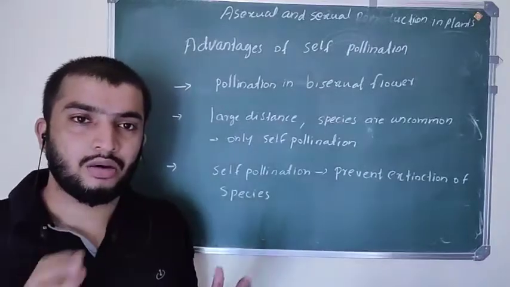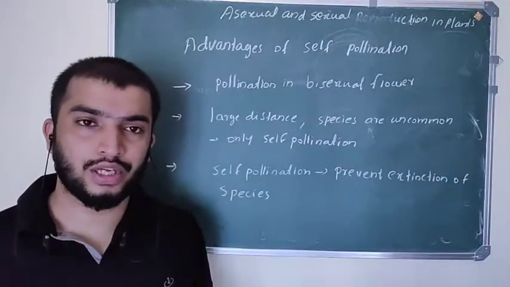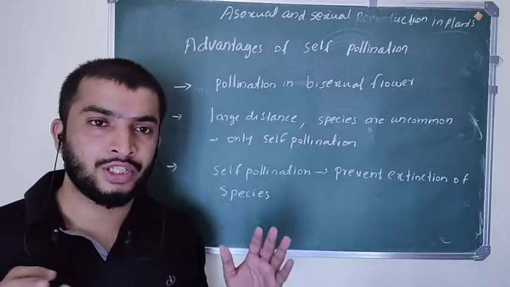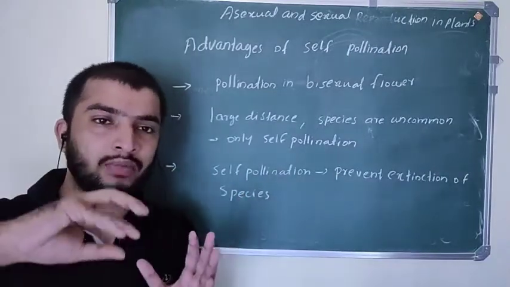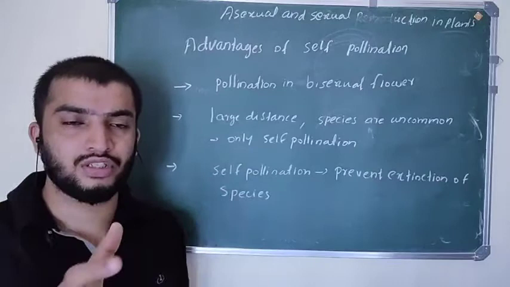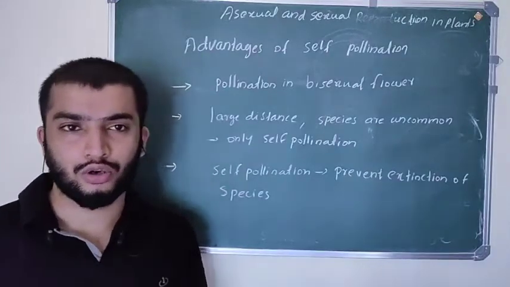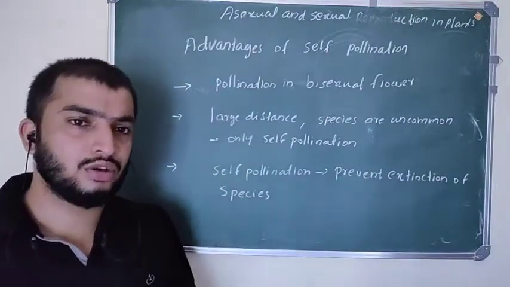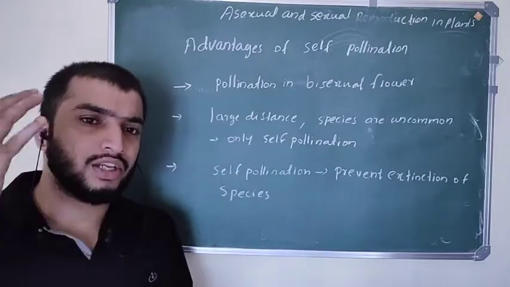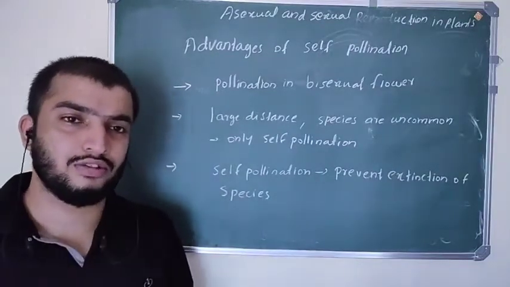So we have studied self-pollination and cross-pollination. You know what self-pollination is? Transfer of pollen grains from anther to stigma of the same flower is called self-pollination or autogamy. So what are the advantages of self-pollination and what are the disadvantages of self-pollination?